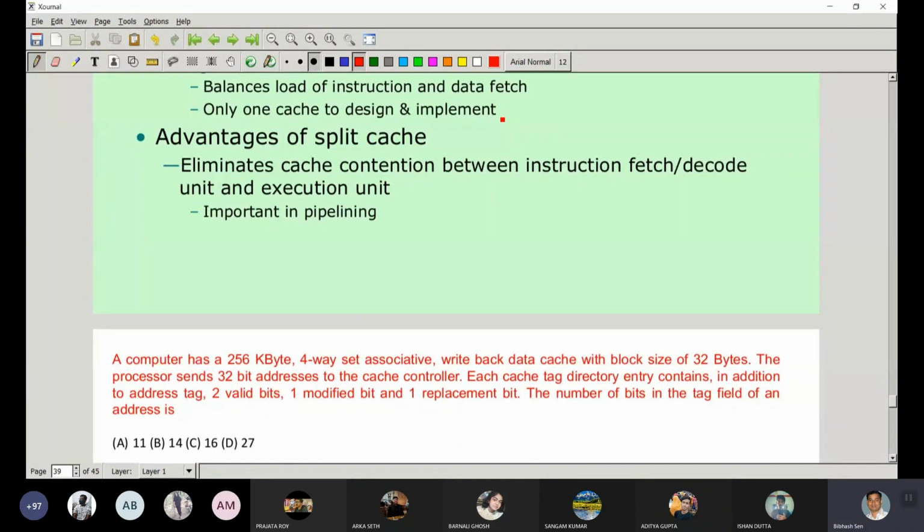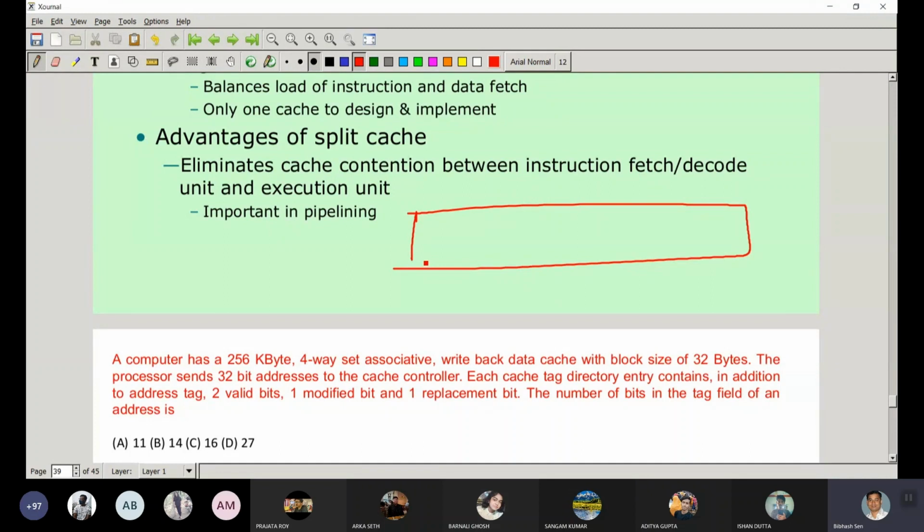A computer has a 256 kilobyte 4-way set associative write-back data cache. Is the question clear to you? Is the question visible to you? Yes, sir, it's visible. Okay. See, 4-way set associative write-back data cache, remember write-back data cache, with block size 32 bytes. You people can solve this easily without my help, even though for the first problems I am writing. The cache is 256 KB. Remember this one.